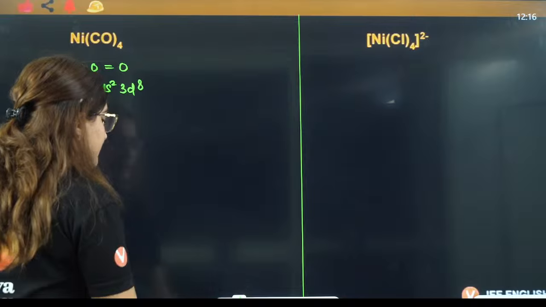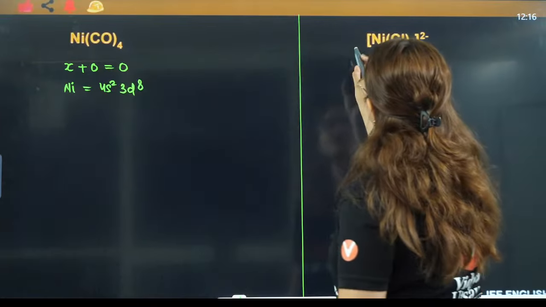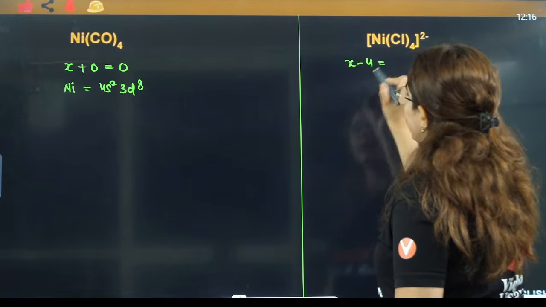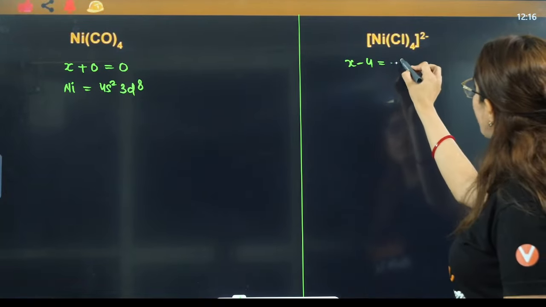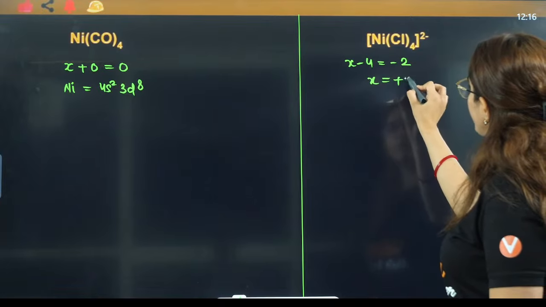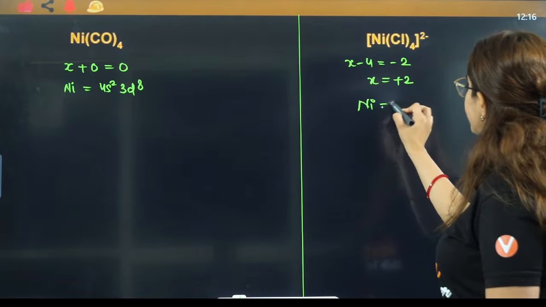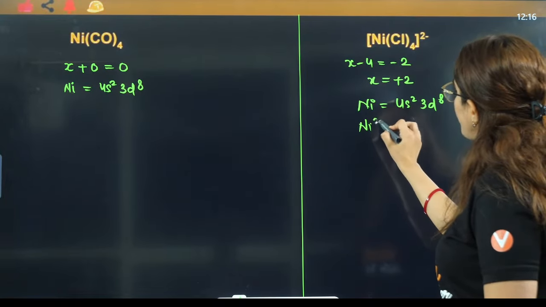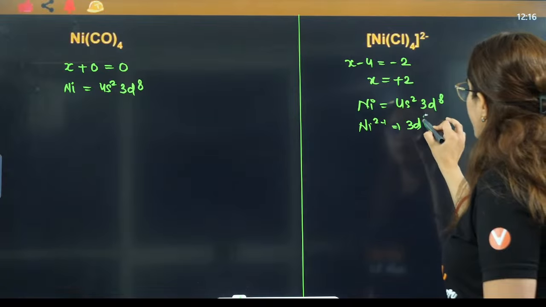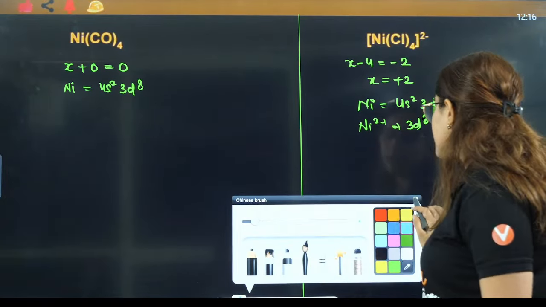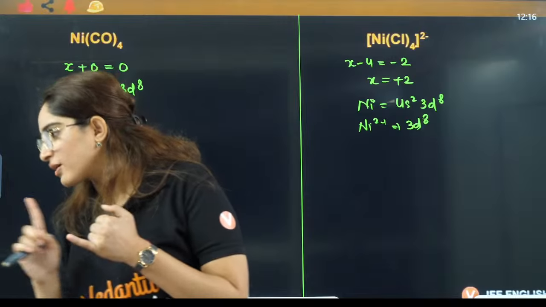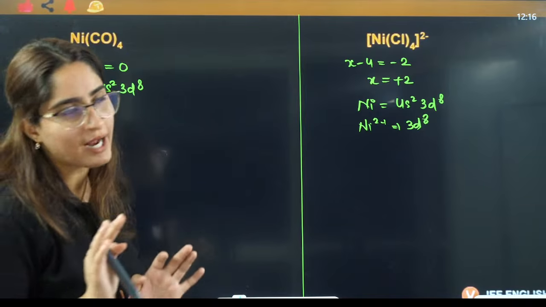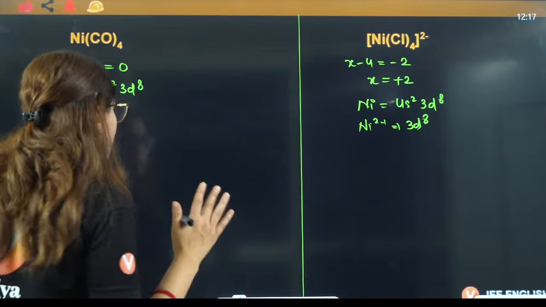Okay. Now, similarly, I'll calculate the oxidation state here. This is X minus 4. Chlorine is 4, minus 1, so it is minus 4 is equals to minus 2. So X is going to be plus 2. Nickel exists as 4s2 3d8. Now nickel 2 positive is 3d8. Till now, the first work is to understand the oxidation state and then write the electronic configuration of that cation or metal, right?